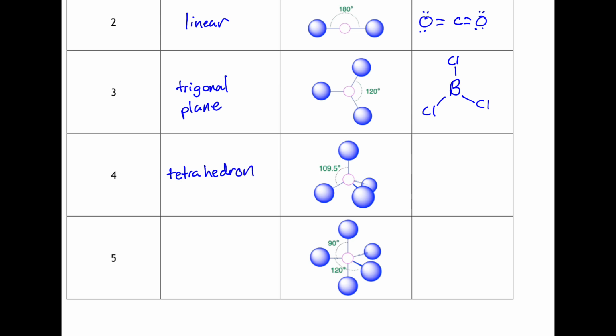Our 4-sided shape. Same shape as a dice. The common one is methane. It's starting to get harder to draw here. So we draw this shape, and if you remember from organic chemistry, we kind of draw shapes like this.